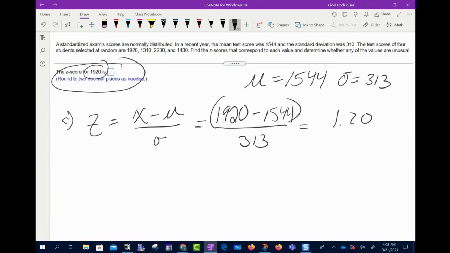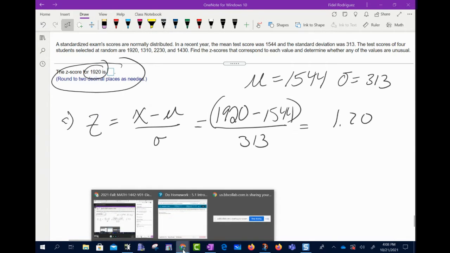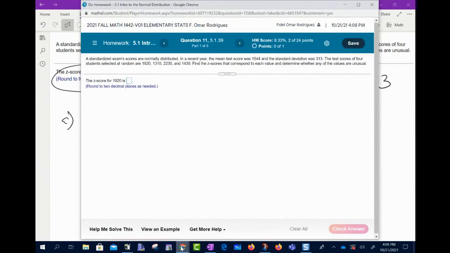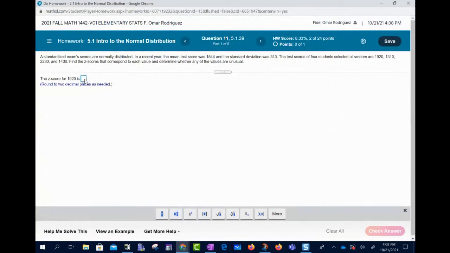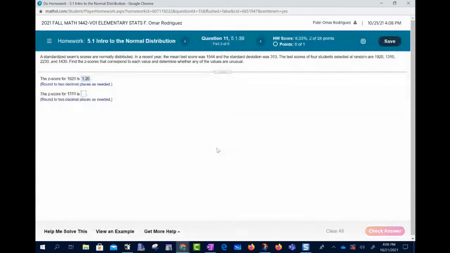Okay, so we got this first one here. There's my z-score. So y'all, what I'm going to do now is pull this part up here. I think you guys can still see this too. Yeah, it looks like it. And so right here, I'm just going to put in 1.20. And we got it. Okay. All right, let's do the same thing for the next one. So the process, y'all, is going to be the same.